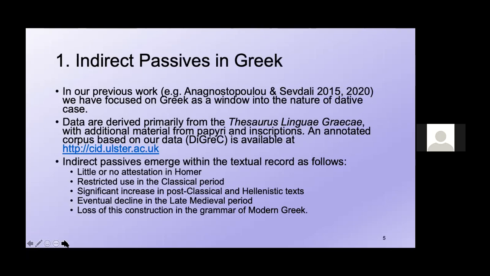And in Greek, it's actually possible to see the emergence of indirect passives within the textual record. There's little or no attestation in Homer, but in the classical period, we begin to see some restricted use. And then there's a significant increase in post-classical and Hellenistic texts. But by the late medieval period, they go into a decline, and this construction has been lost from the grammar of modern Greek.